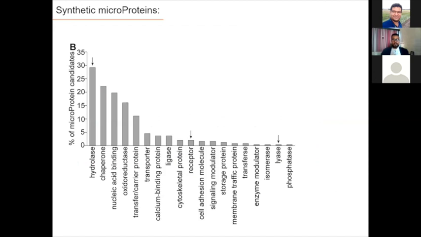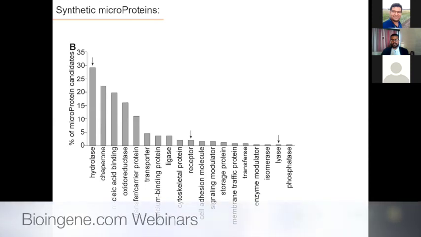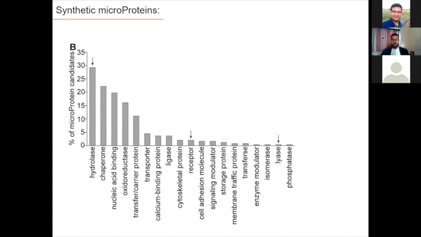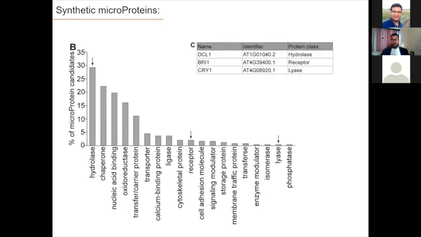So Ula, my colleague, it was her PhD project, and she identified that the microprotein percentage in Arabidopsis represents a lot of hydrolases, as well as other key regulator enzymes, the receptors and lyases. So she chose one candidate from each class: dicer-like protein, which belongs to hydrolases, bri1, which is a receptor, and cry1, which is a lyase.